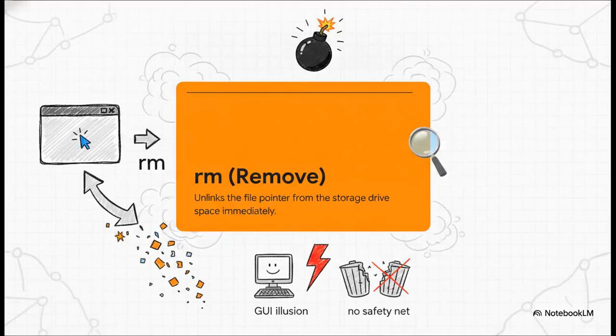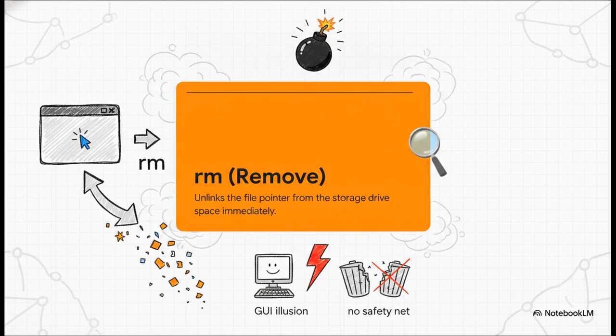But with the power of creation comes the absolute power of destruction. It is absolutely crucial to understand the rm, or remove command. Remember earlier how we talked about the GUI illusion? The recycle bin is a huge part of that illusion. It's a cushy little safety net. The terminal, it has no safety net. It operates with absolute finality.